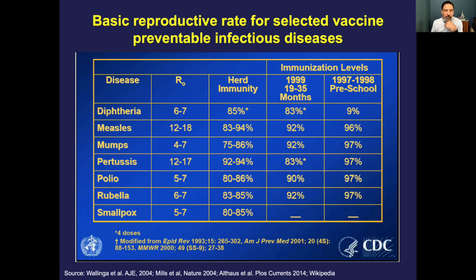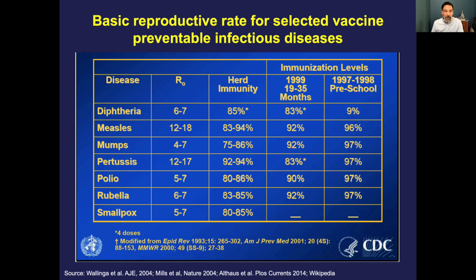So, for example, you can see diphtheria has an R0 of 6 to 7, meaning that each new case introduced to an entirely susceptible population will result in another 6 to 7 cases on average. And compare that to an infection like measles or pertussis, which has much more epidemic potential, where each new case results in maybe 12 to 18 new cases on average.